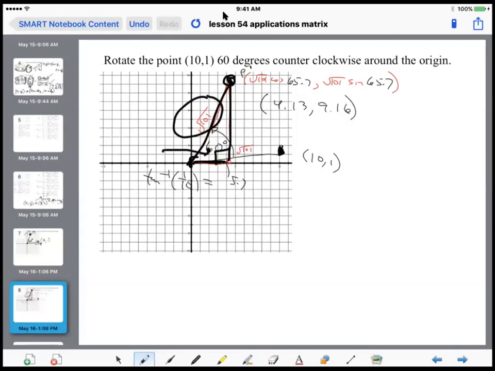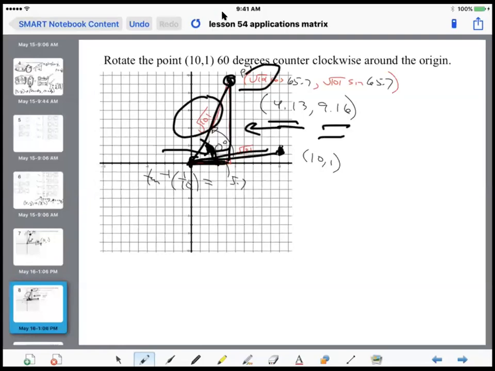But this is a right triangle, but it's not a 30, 60, 90 triangle. It's not a 60-degree angle there. It's a 65.7 degree angle, because if you do tan inverse of 10 over 1, you get 5.7. See, from here to here is 60 degrees, but you've got this little extra part that's 5.7 degrees. So you can then calculate these side lengths by doing SOHCAHTOA, basically. Square root of 101 times cosine 65.7 is about 4.13. And square root of 101 times sine 65.7 is about 9.16.